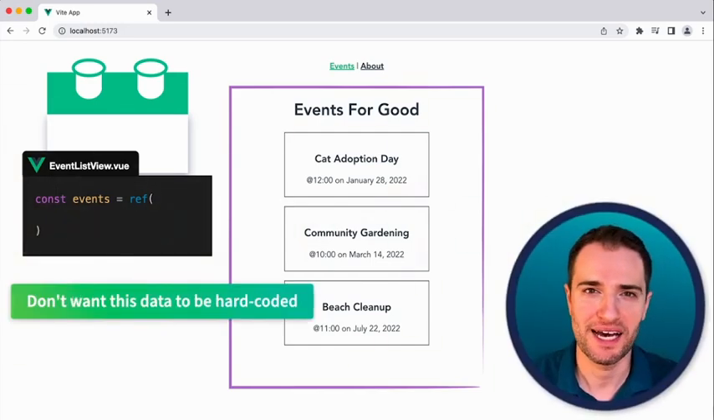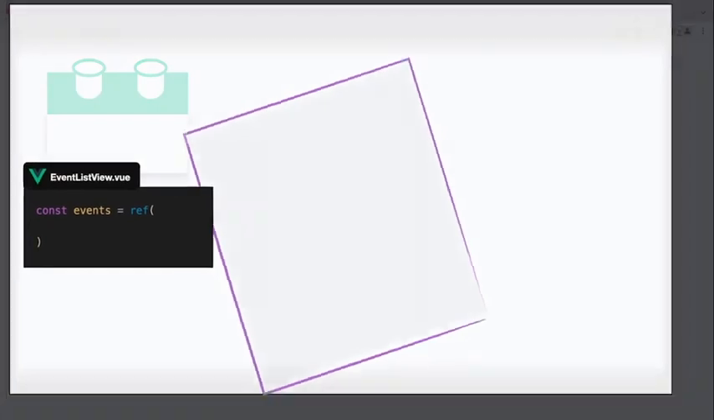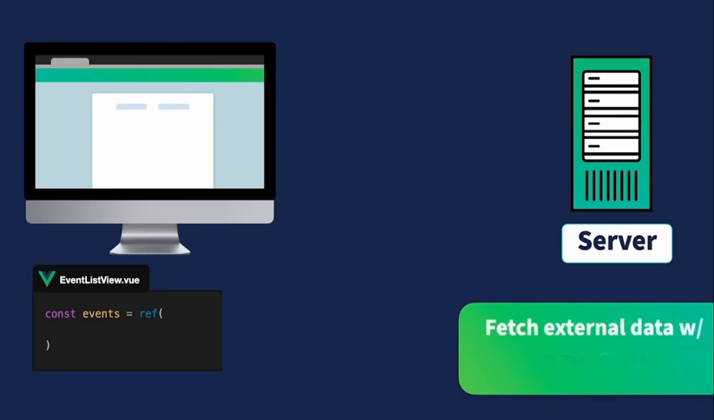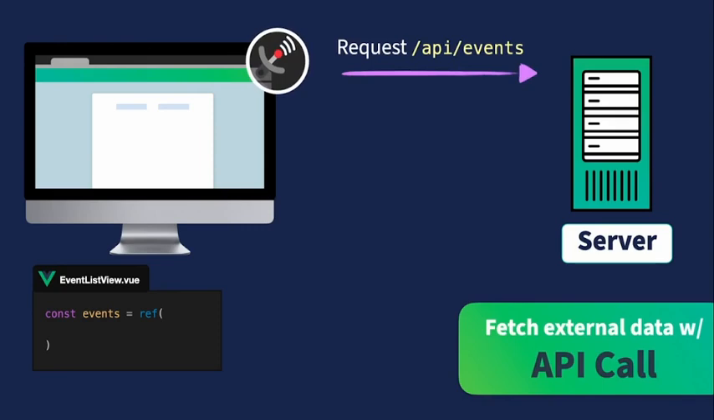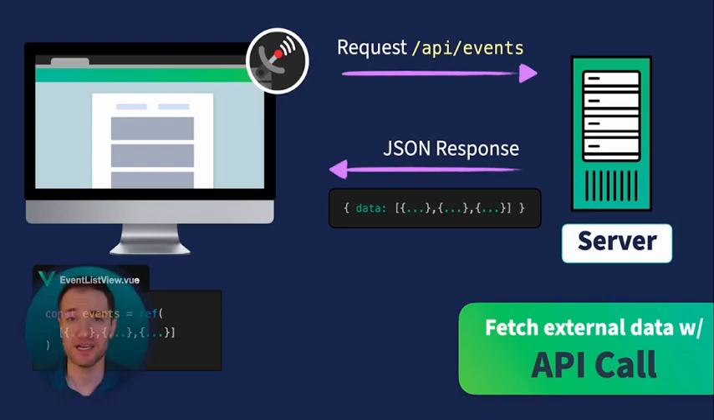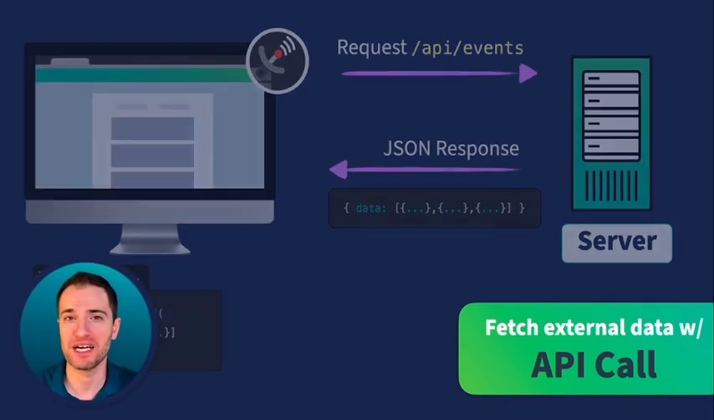But we don't want this data to be hard-coded within the component itself. In a real-world Vue application, we want to be fetching this external data with an API call, where we make a request to our server for the events. The server sends back a response with those events as JSON. Then we take those events and set them as our local component's data that we can then display on the page.